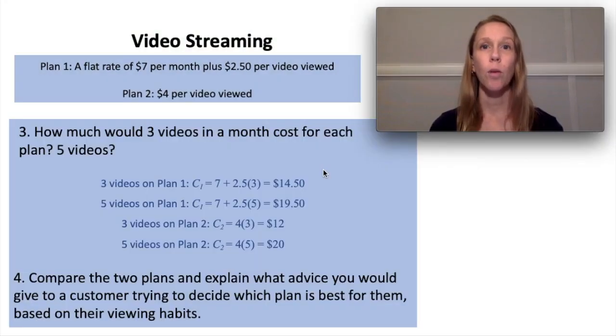For number 3, hopefully you've had the chance to work this out, because I'm simply going to go over the answers, is we need to figure out how much 3 videos in a month would cost for each plan and how much 5 videos would cost for each plan. So I simply need to substitute those numbers in for V, or my variable that represents the number of videos. So 3 videos on plan 1, if I substitute in 3, I'll get $14.50. 5 videos on plan 1 is $19.50. 3 videos on plan 2 is $12, and 5 videos on plan 2 equals $20.